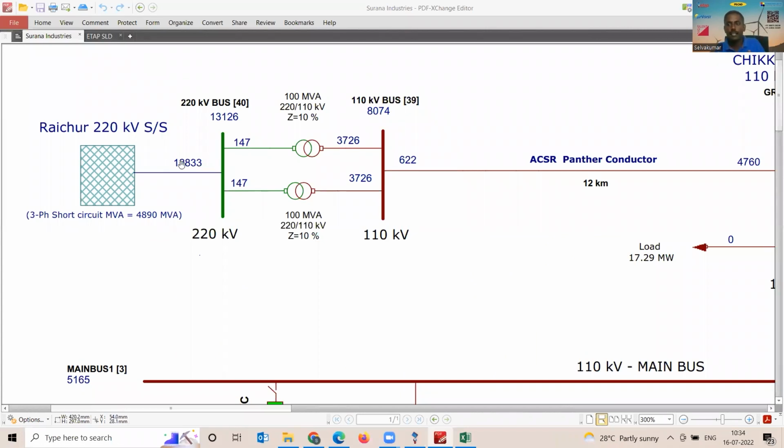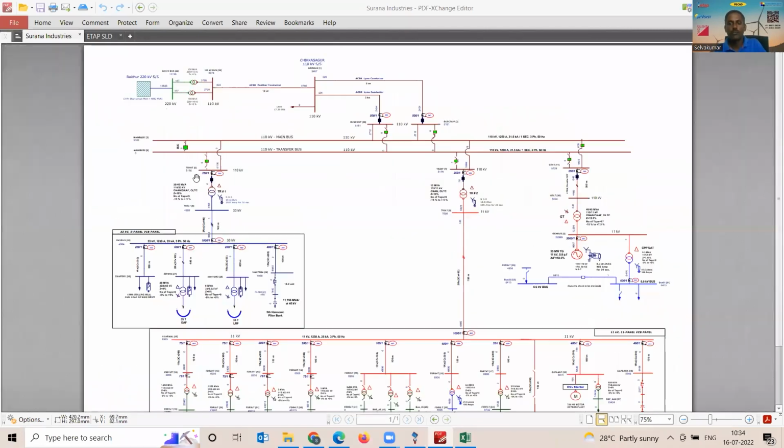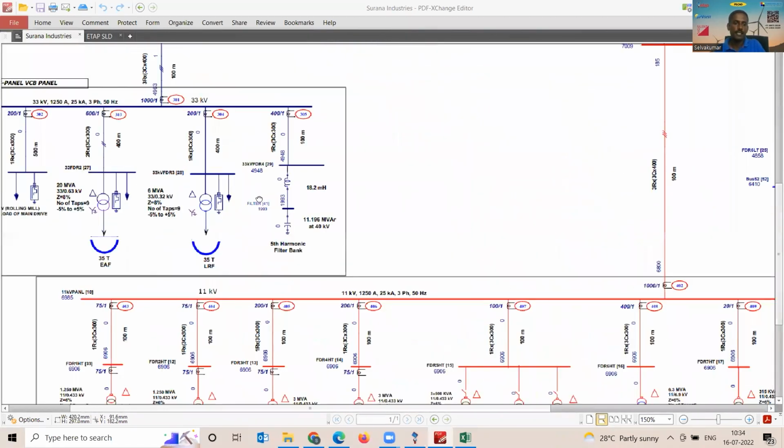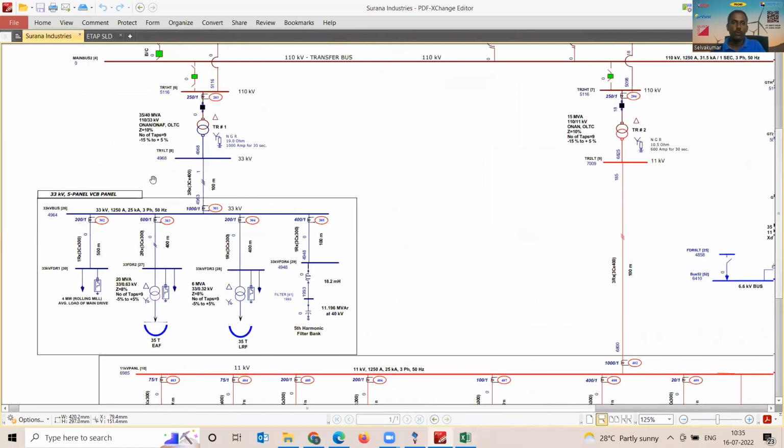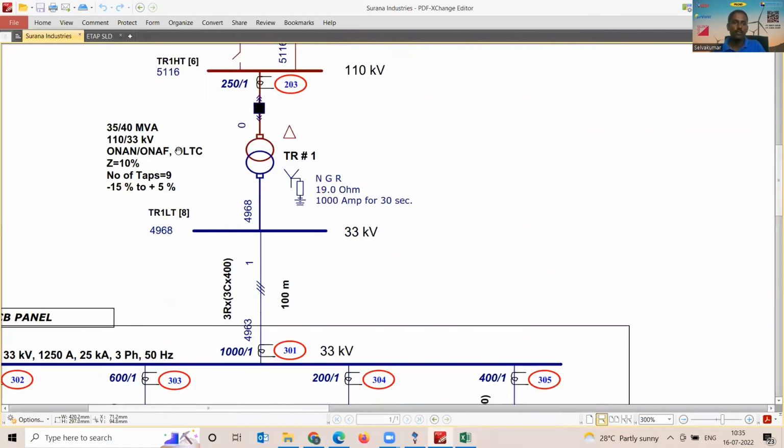This is a steel industry in one of the famous states in India, Karnataka. The steel industry has a rolling mill, electric arc furnace, and ladle refining furnace. It has a 35-ton electric arc furnace, a considerable quantum of steel, and a 35-ton ladle refining furnace as well. The furnace transformer is 20 MVA, which means it's not really small. It's a huge electric arc furnace, with a 6 MVA LRF transformer and a 4 megawatt rolling mill, typically fed from a 110 kV grid via a 35/40 MVA transformer.